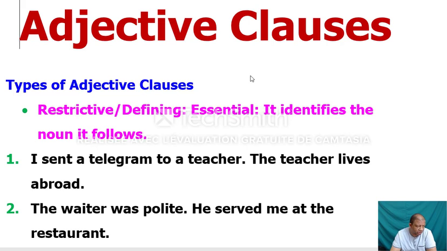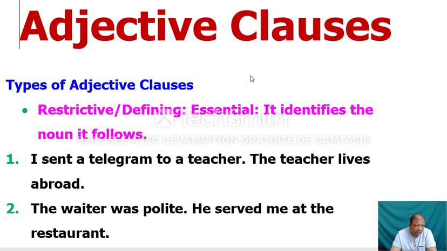Today, we are going to see another video, and the lecture of today is linked to adjective clauses. So adjective clauses can be the first type of what we call a complex sentence. So let's jump automatically to the types of adjective clauses.